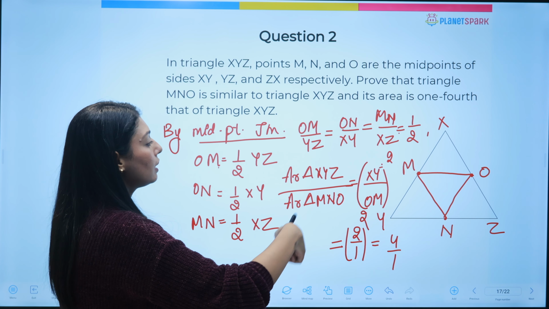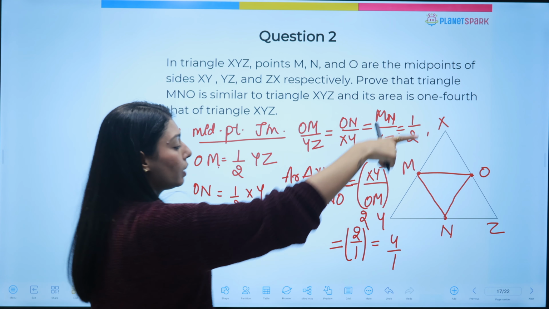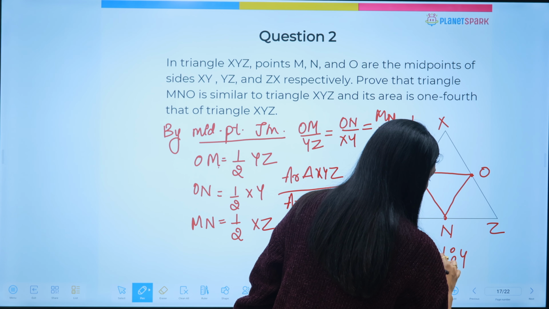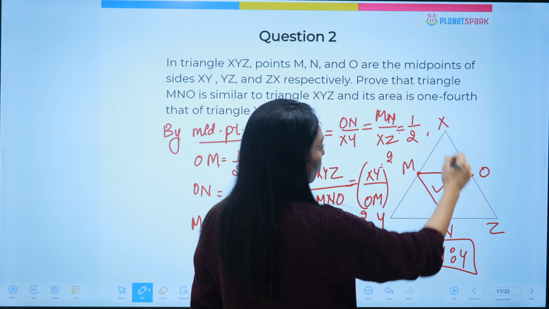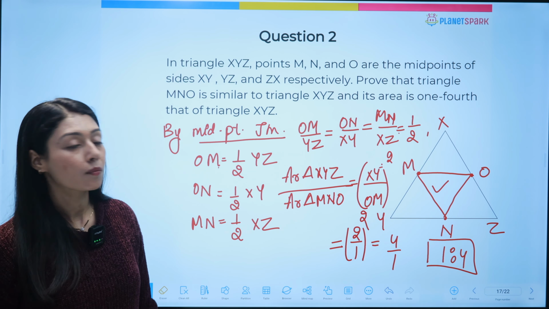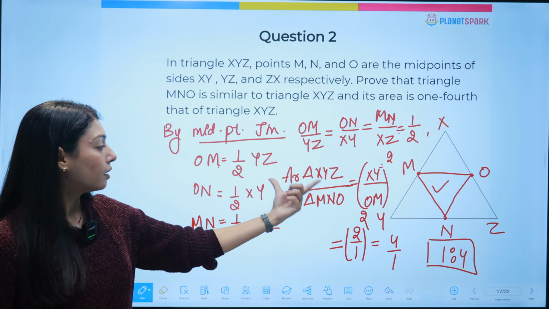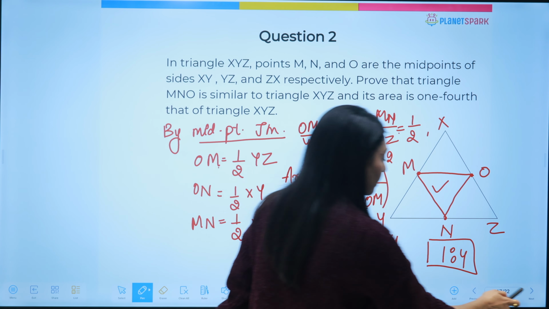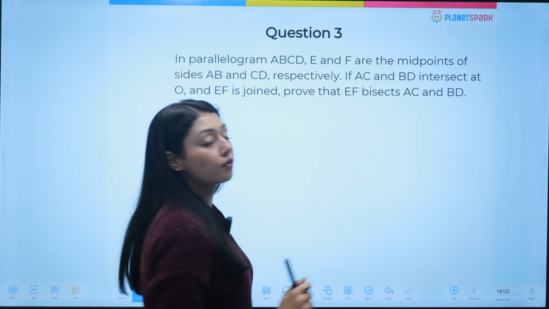Or if you want to write the ratio of the smaller triangle to the bigger one, that will be 1:4, right? So what is the ratio, everybody? The ratio of the area of triangle MNO to that of XYZ is 1:4, and that is the answer. So just remember this property, right? This is how we can relate in similar figures there. Similar figures are there because they have the ratio of the sides same.